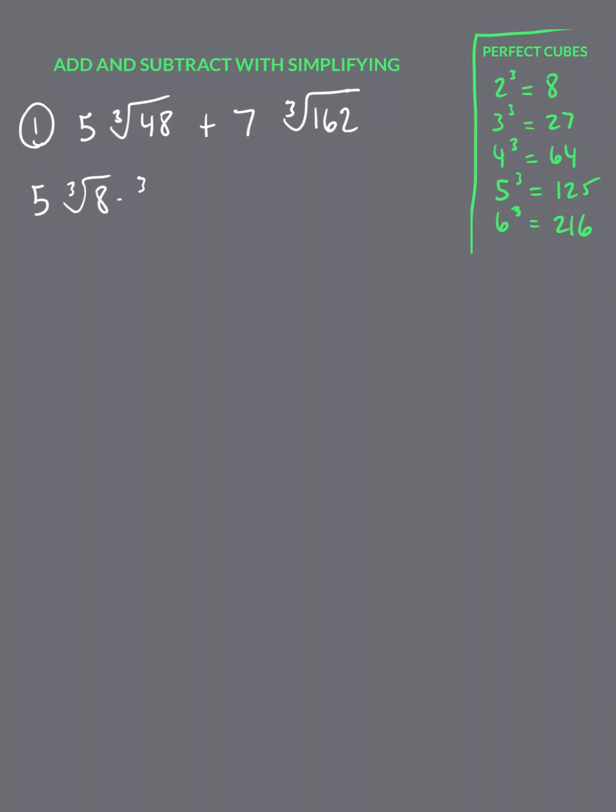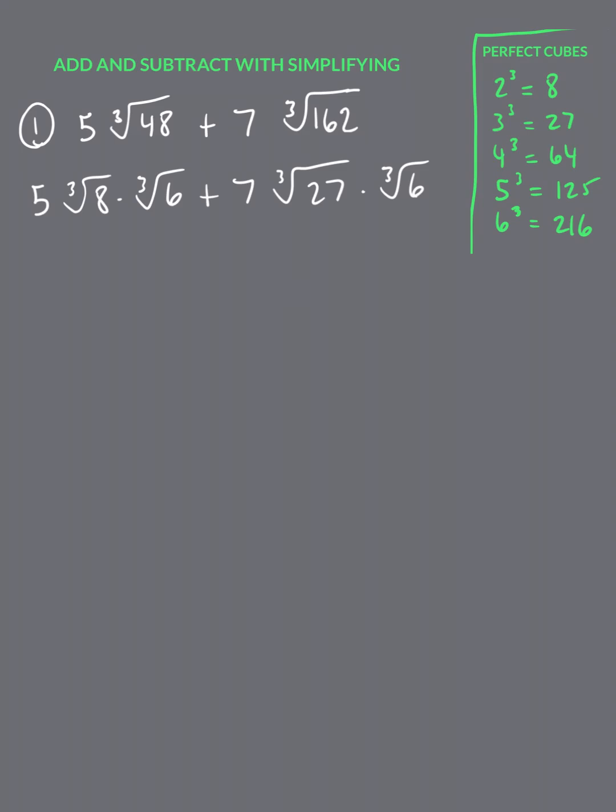8 times 6 is 48. And look for the biggest perfect cube in 162. That would be 27. 27 times 6 is 162. Now, you already know when you're at this point that you're on the right track because you know that you can simplify this to 2, and you know you can simplify this to 3, and then you're going to have the cube root of 6 here and the cube root of 6 here.